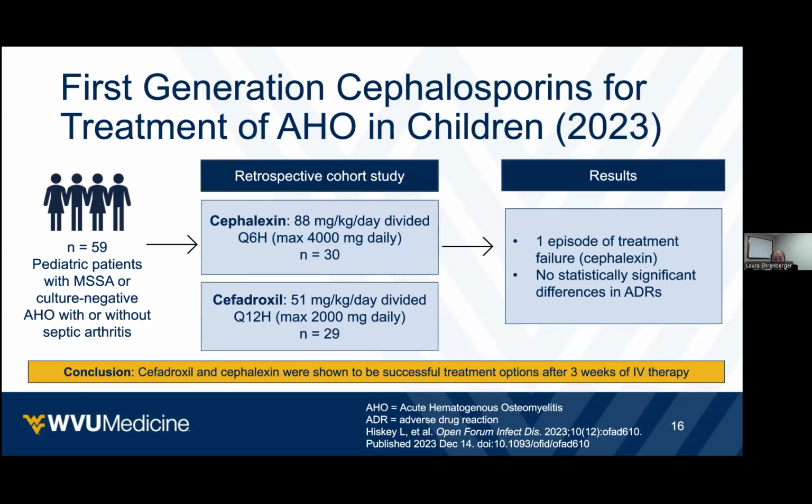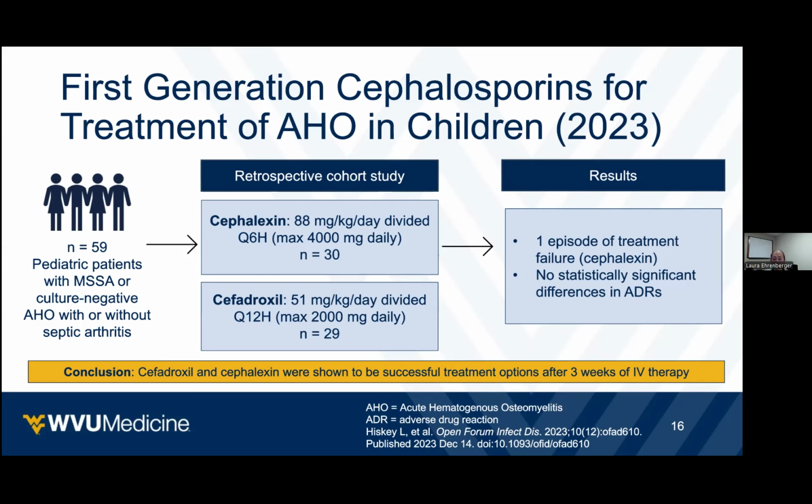There's another study that looked at first generation cephalosporins, specifically in children for acute hematogenous osteo, so about 60 patients total. This was a retrospective cohort study in which patients received cephalexin or cefadroxil. It was performed, like I said, in pediatric patients, but they did note specific dosing caps. So for cephalexin, the max dose patients could receive was 1 gram 4 times per day, and for cefadroxil, it was a maximum of 1 gram twice per day, which is dosing we see or use in adults.